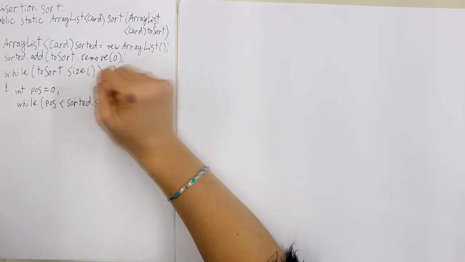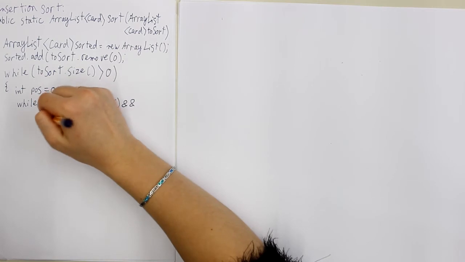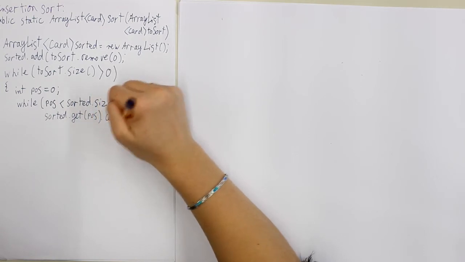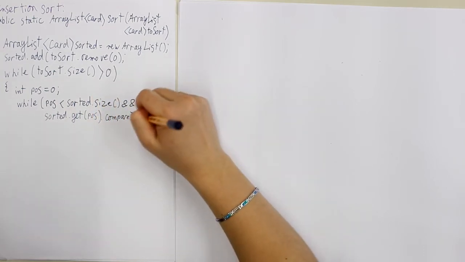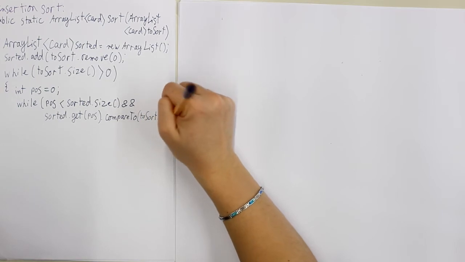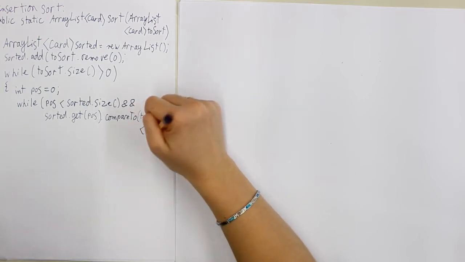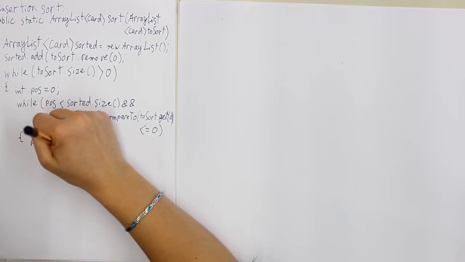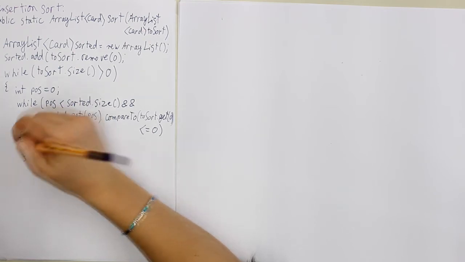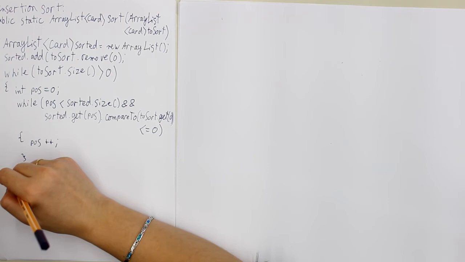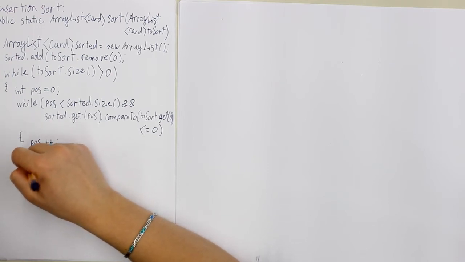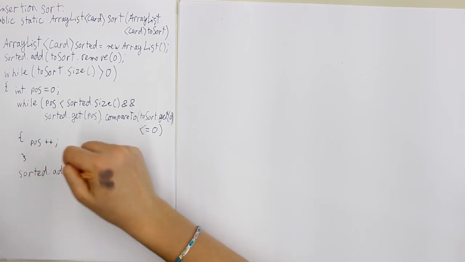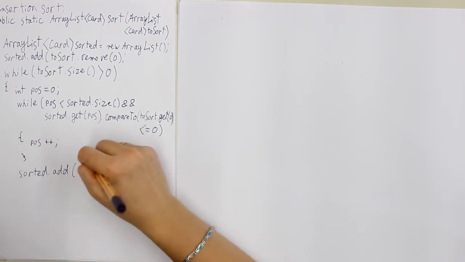so while we don't go off the end of the list, and while the item at that position is smaller than the first item in toSort, so while sorted.get(pos).compareTo(toSort.get(0)) is smaller or equal to 0. So here the Card class implements Comparable, and it's always a good thing to do when you're searching and sorting. So while the pointer does not go off the end of the array and the item that is at that pointer's position is smaller than the first item in the toSort, increment the position pointer.